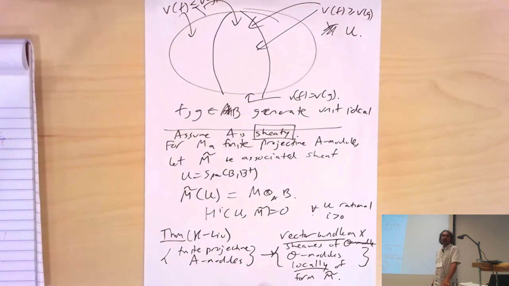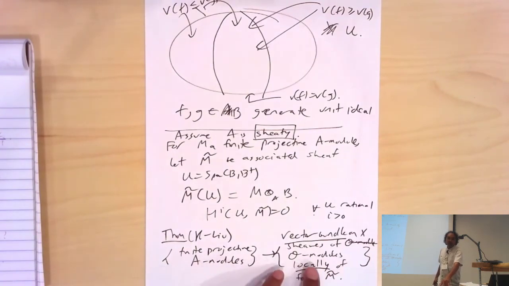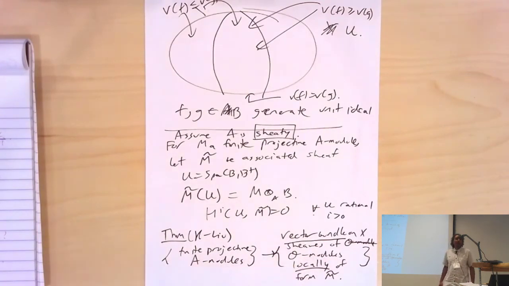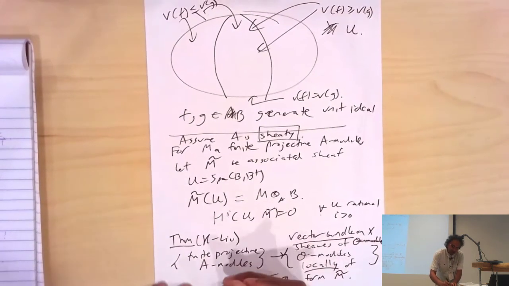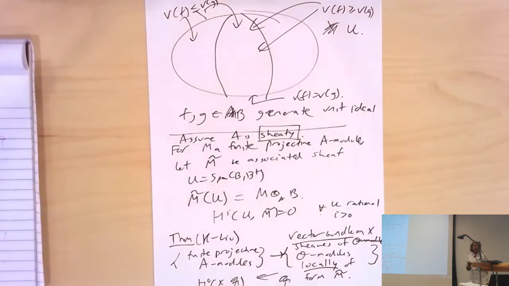to some module, and then you need to know, for basically doing any interesting calculation, that these things actually are themselves the sheaves that come from finite projective A modules. The functor going the other way being, if you have a sheaf, you take its global sections. And so it turns out this is true.